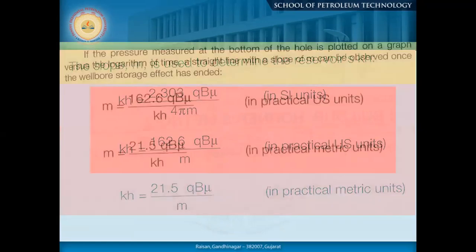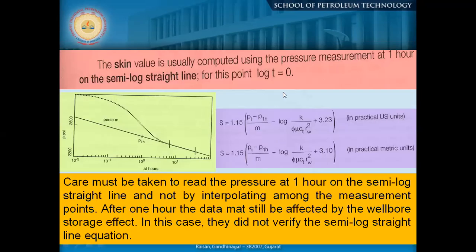The slope of the graph, along with the Q and other petrophysical parameters, will help us get the KH, the normal reservoir KH. And once we get the KH, by using formulations we get our skin. The skin value is usually computed using the pressure measurement on the semi-log straight line domain. Care must be taken to read the pressure at 1 hour on the semi-log straight line and not by interpreting among the measurement points. You see here the straight line at 1 hour. This point we consider for measuring our skin also.